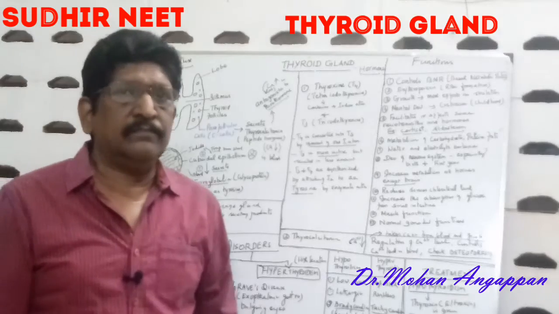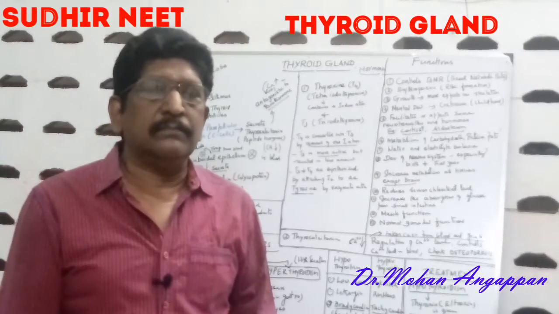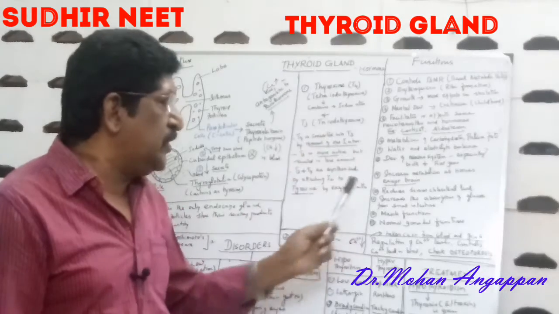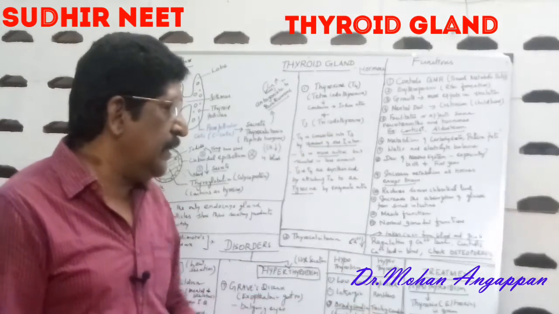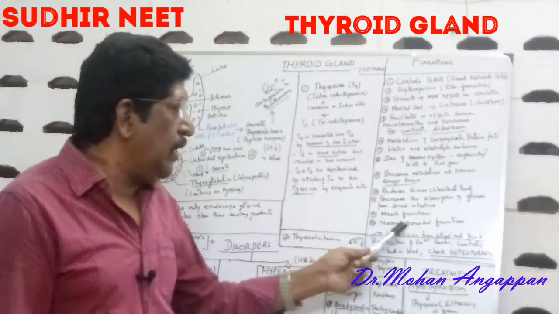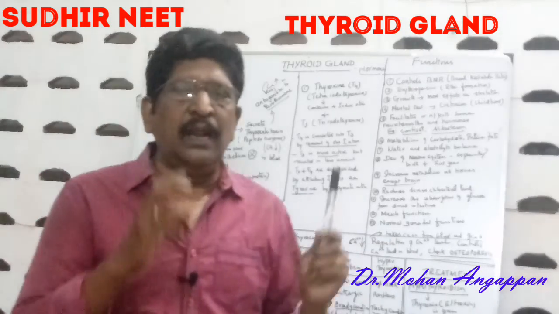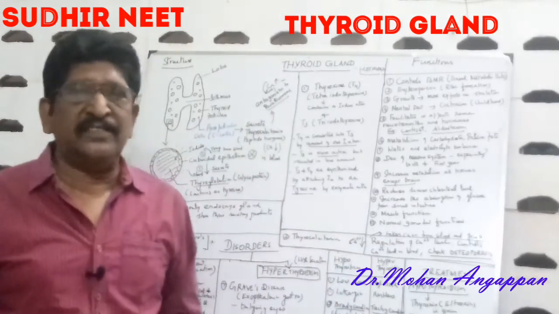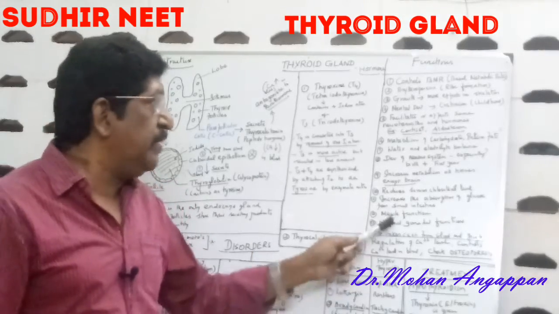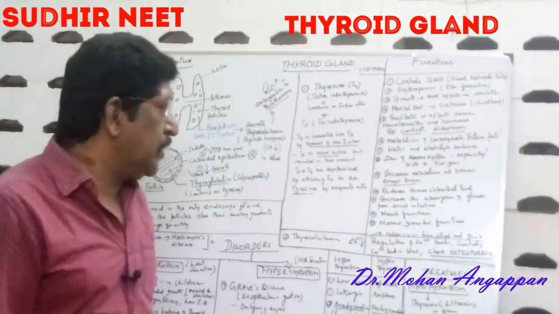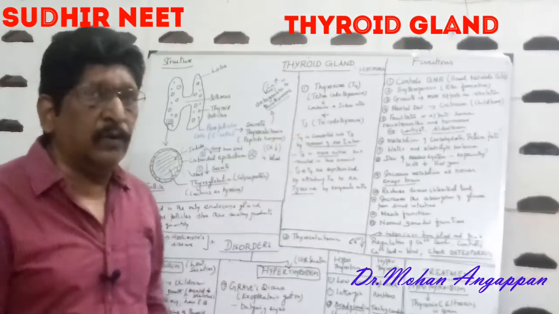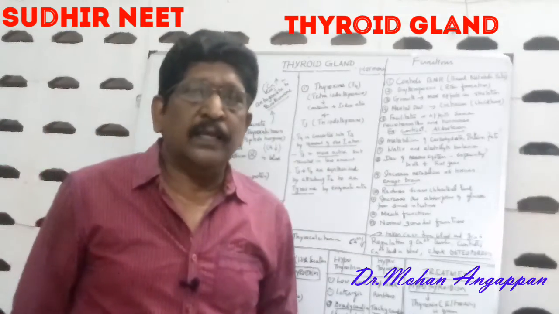Muscle function. It affects the muscle function also. We'll see in the thyroidism. It affects normal gonadal functions. Testes and ovary, the functions of the testes and ovary are slightly affected by this thyroxine hormone. So these are all the functions of the thyroxine hormone, T4 and also T3.